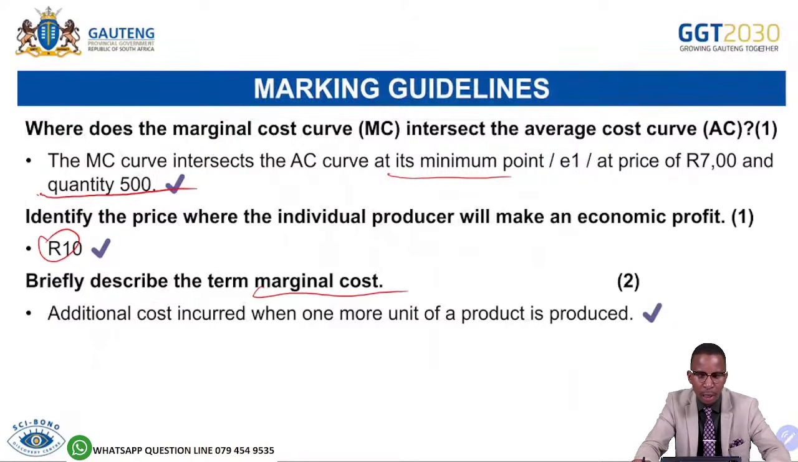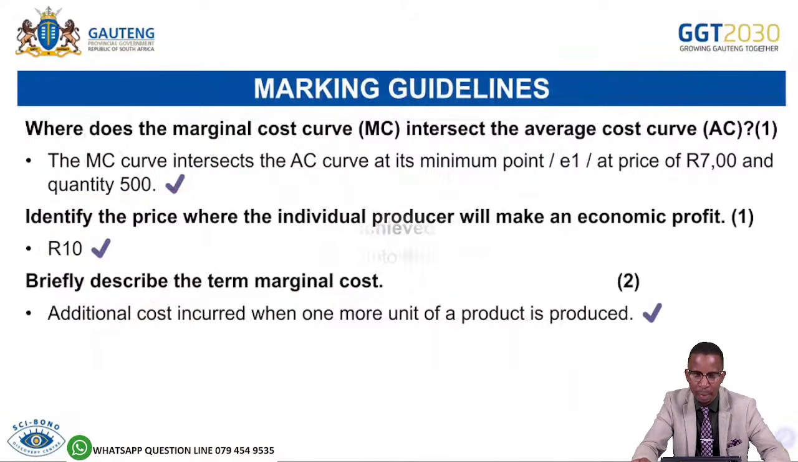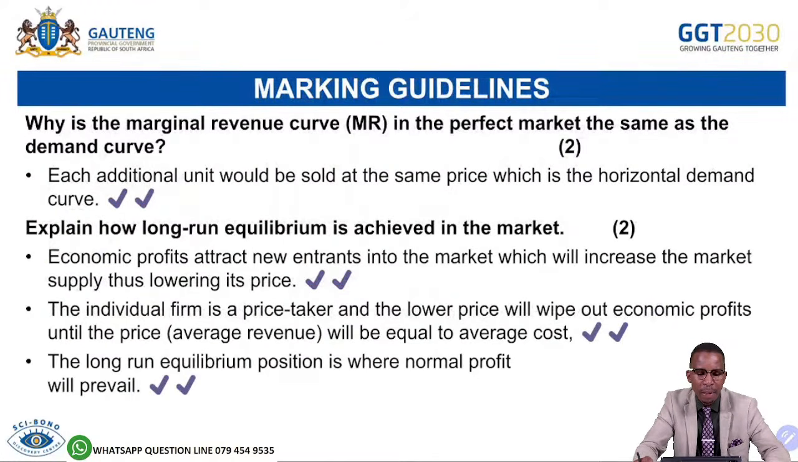Here we talk about the additional cost incurred when one more unit has been produced, or the extra cost incurred when an extra unit has been produced in the business or the market. Why is the marginal revenue curve MR in the perfect market the same as the demand curve? So remember, under perfect market, MR and AR are equal. They are the same curve. Why are they the same curve? Each additional unit would be sold at the same price, which is a horizontal demand curve.